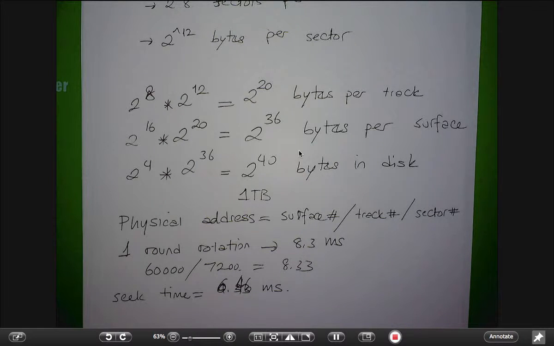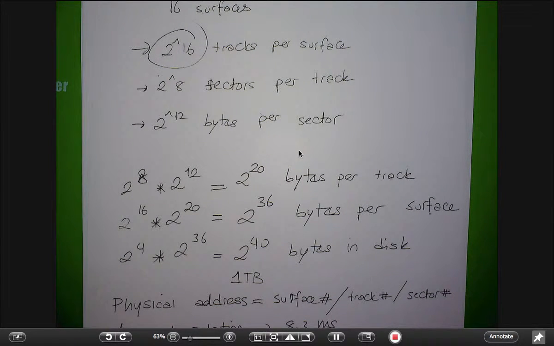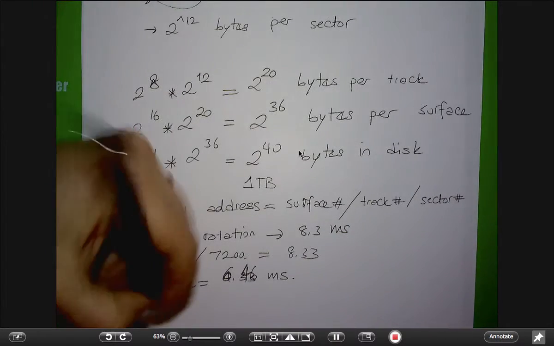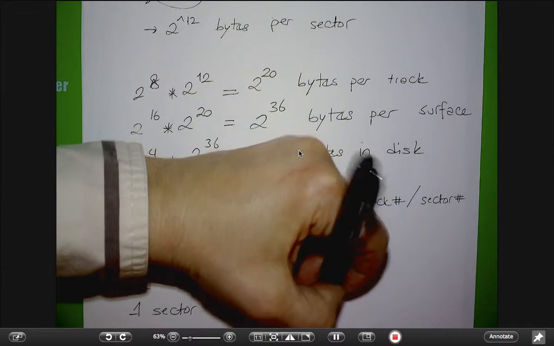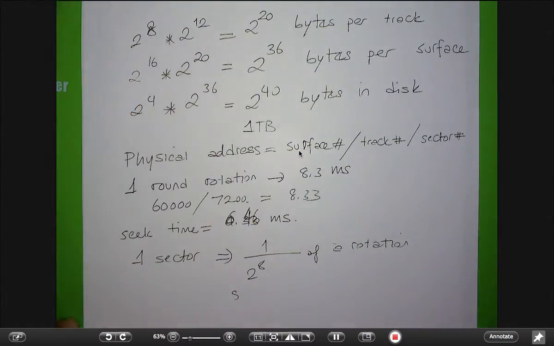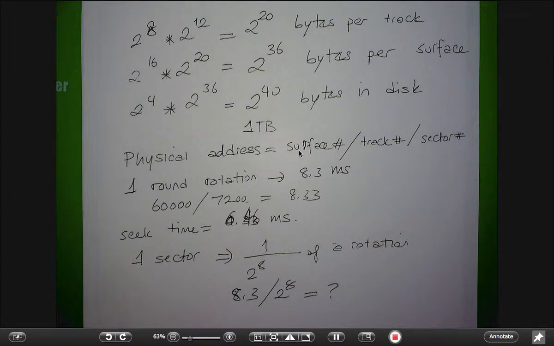If you're going to read one sector, it is a small fraction of the rotation. So that would be 8.3 divided by 2^8, whichever that is. All right, this is very low level, but we're going to go up slowly.